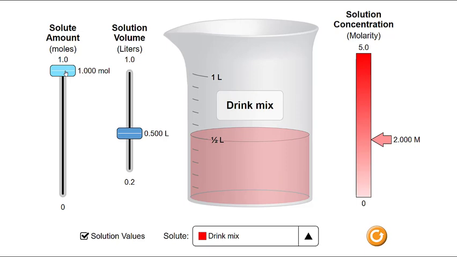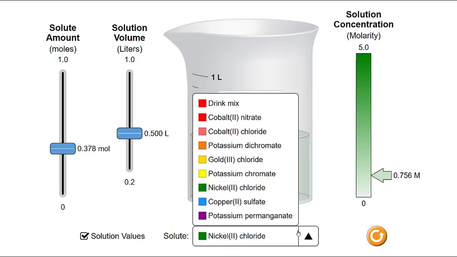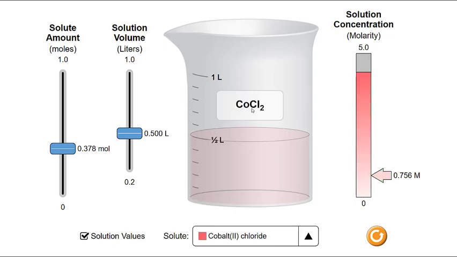Or if I were to put less solute in, we can see the concentration go down. If I were to do 0.378 moles divided by 0.5 liters, we would get 0.756 moles per liter, which is our concentration. And this is true. I just changed it to nickel 2 chloride, or we could have cobalt 2 chloride. So whatever that substance is, that is our solute in moles.